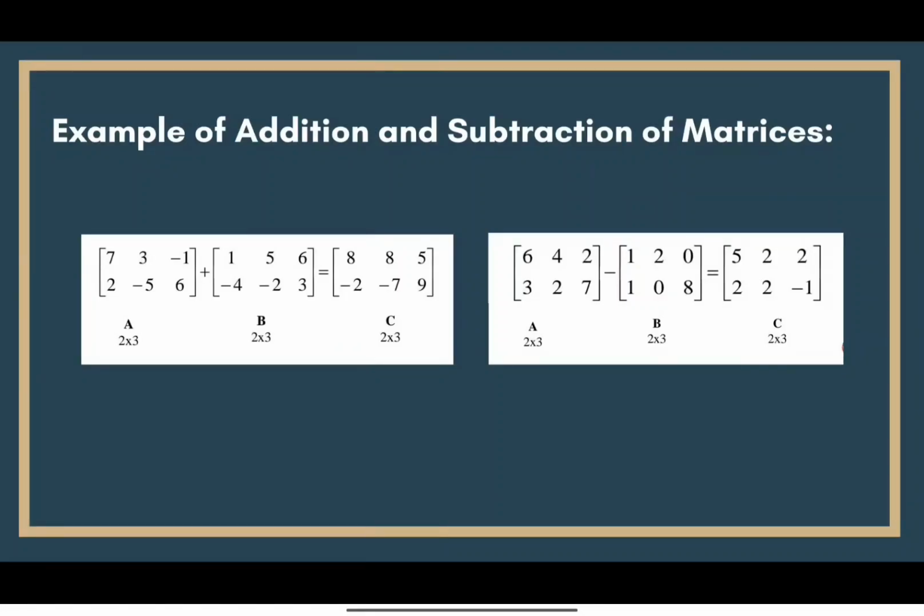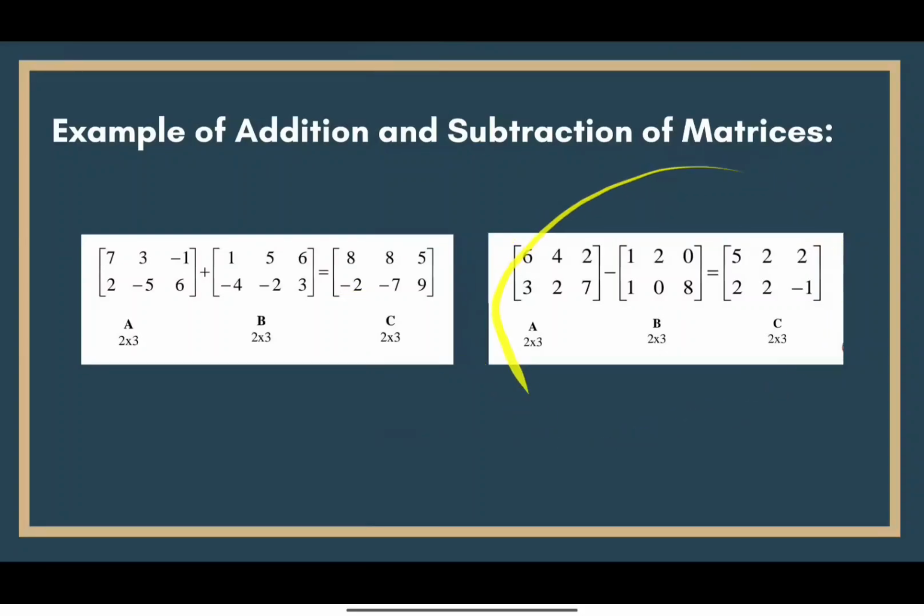Let us always remember that when we add or subtract matrices, we simply operate on the corresponding elements. For example, in this first example, 7 is added to 1, which is equivalent to 8, and 2 is added to negative 4, which is equivalent to negative 2.